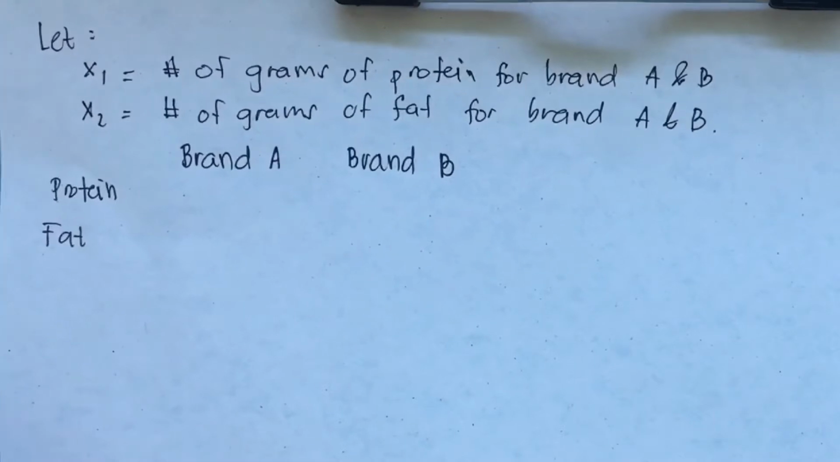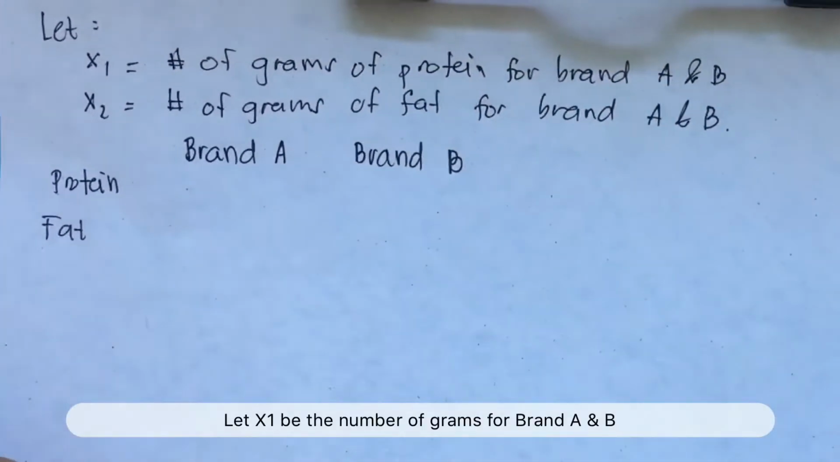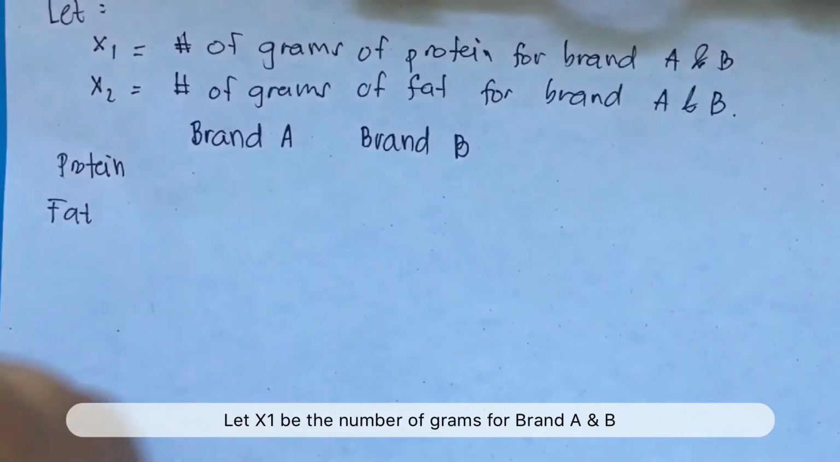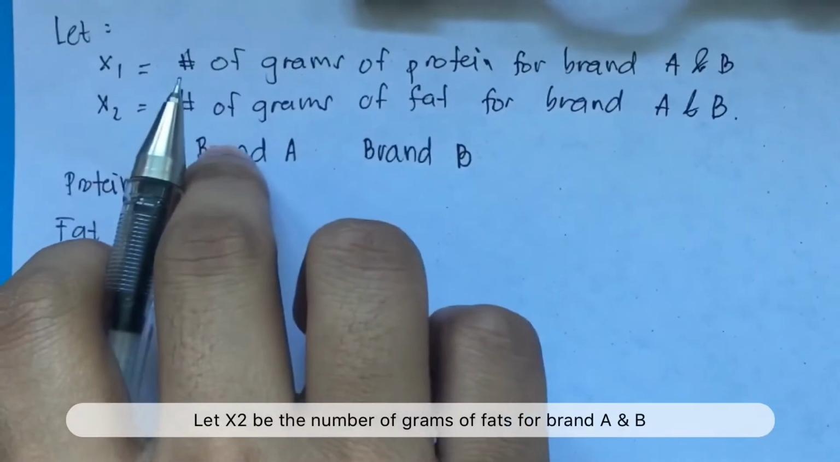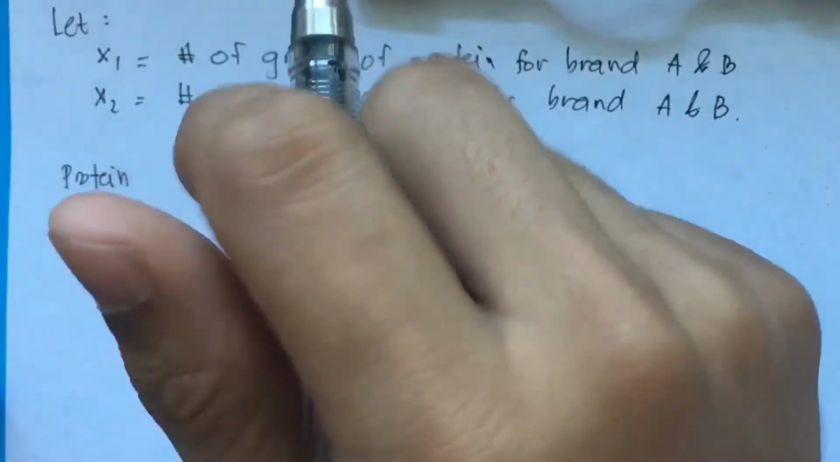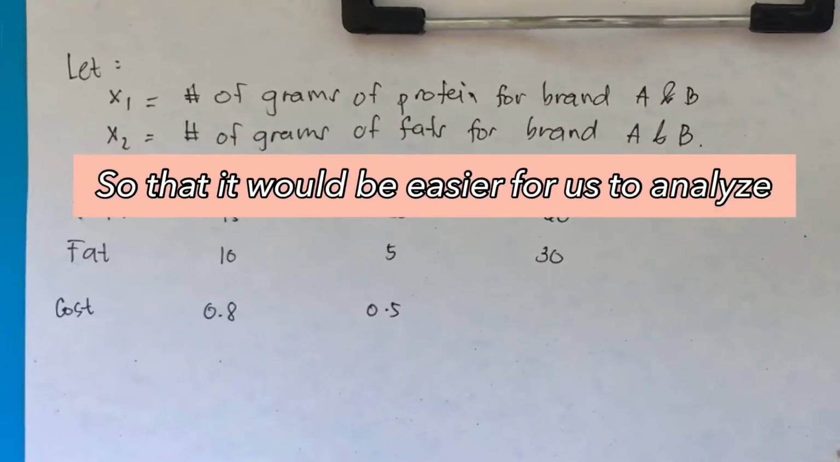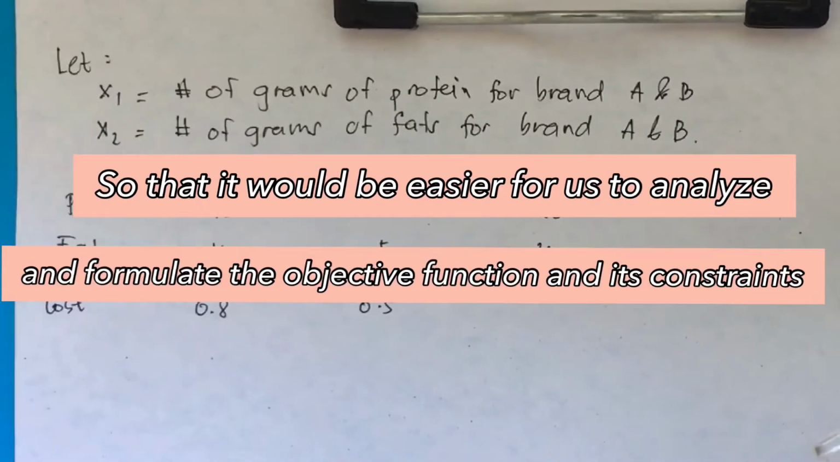The first step we're going to do is to construct our decision variables. We will let x1 be the number of grams for brand A and B, and x2 be the number of grams of fats for brand A and B. The second step is to create a table so that it will be easier for us to analyze and formulate the objective function and its constraints.